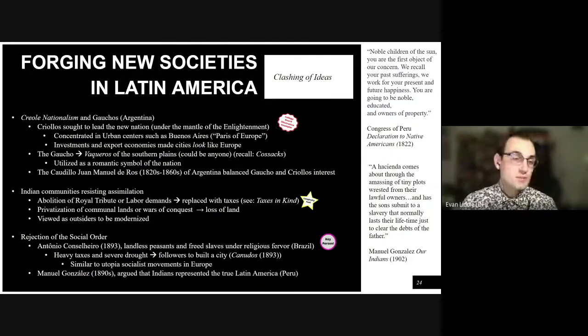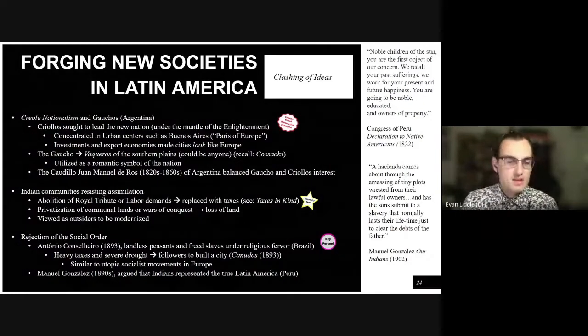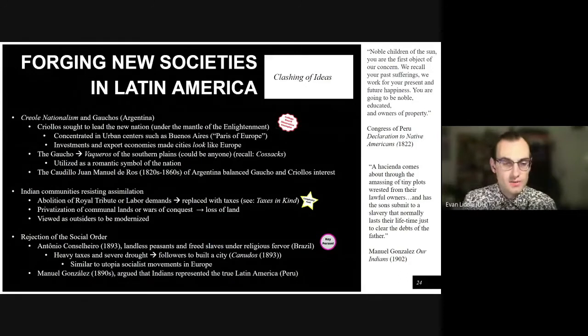Now, as I said before in the previous presentation, the states of Latin America were very socially diverse. They had a number of positions and hierarchies. So you might remember from the revolutions episode that once the revolutions were over and the peninsulares went back to Europe, the criollos sought to lead their new nations under the mantle of enlightenment. They wanted to essentially turn their states into states like Europe.